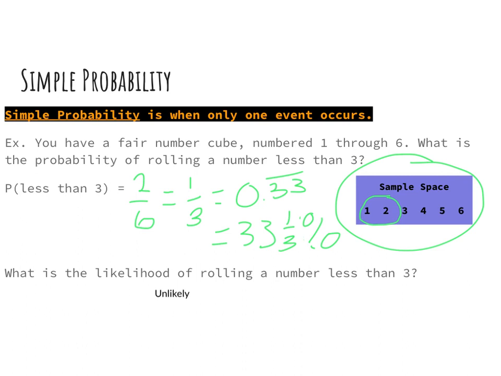So, as a reminder, when we're finding probability, the top number is the event, and the bottom number is the total sample space, and then we simplify it, and if needed, we convert it to a decimal or a percent.